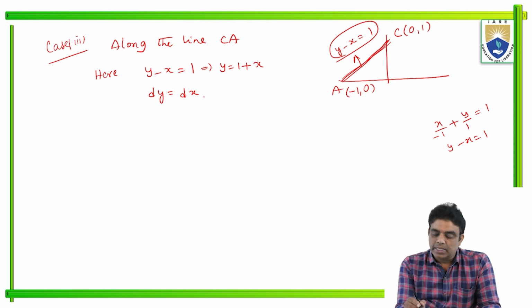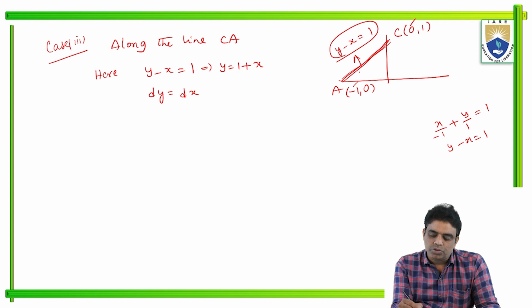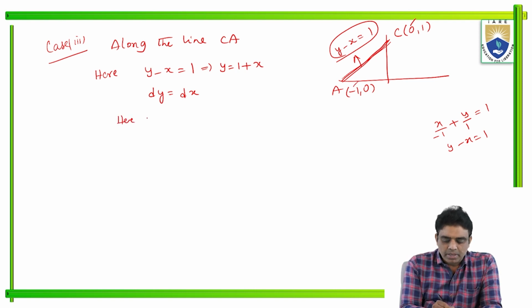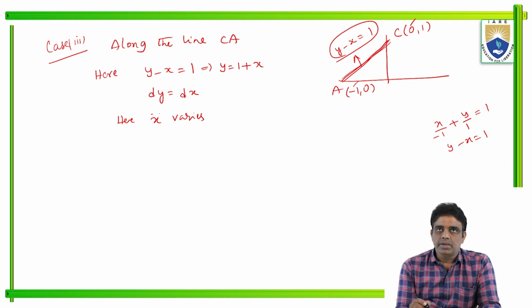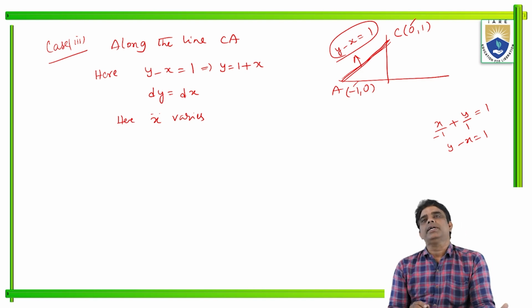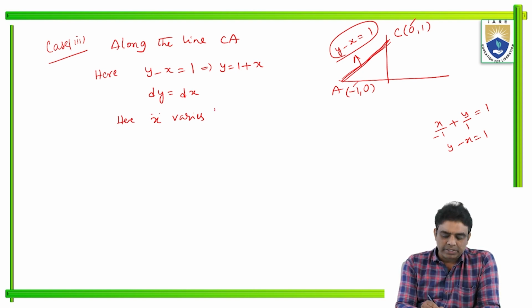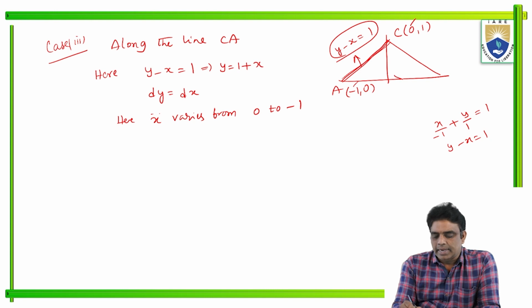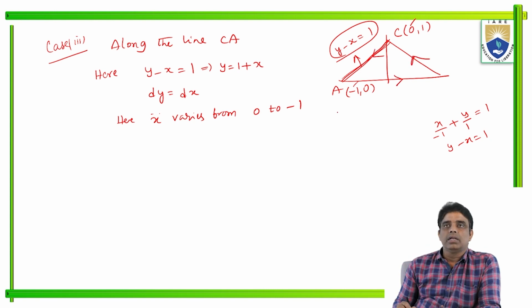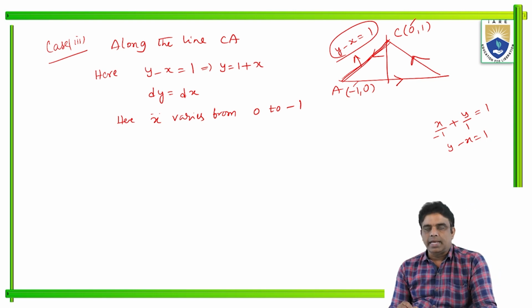And suppose you consider the x limit: x varies from 0 to -1. You can take the x limit or the y limit. If you transform the entire function in terms of x, we have to go for the x limit. If the function is transformed to y, then you have to substitute the y limit. Here x varies from 0 to -1. So I am finding the line integral along AB, along BC, and along CA. That will be the total line integral around the curve.